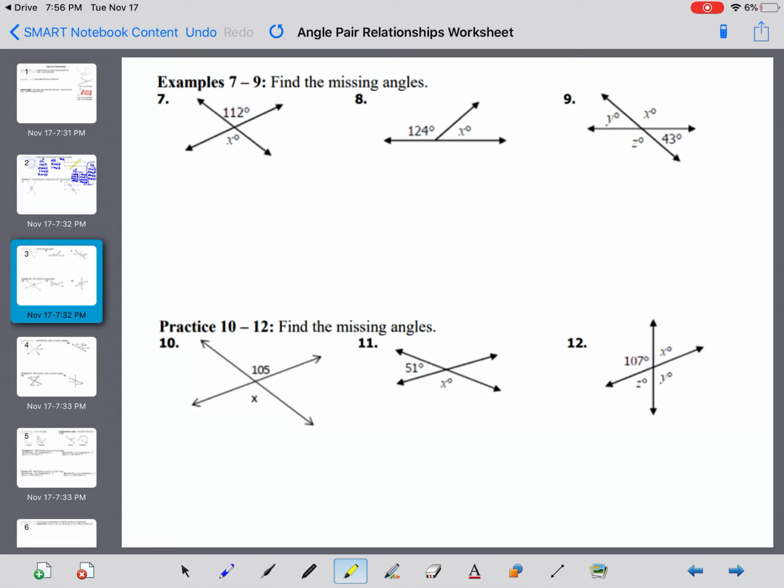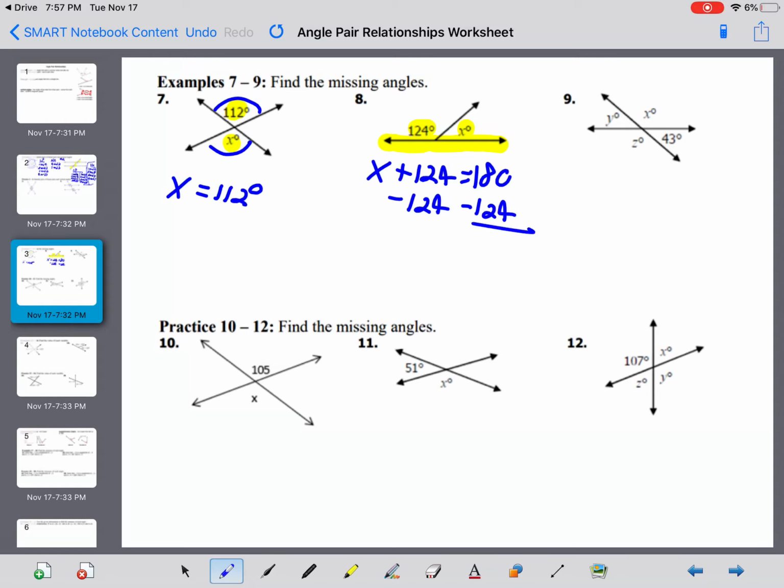All right, 7, 8, and 9. We're going to find the missing angles. If I see angle x and angle 112 degrees, I notice that these are vertical angles, which means they're congruent. So x equals 112 degrees. Here, we have x degrees and 124, and that's a linear pair, which means they equal 180. So x plus 124 equals 180. You need to subtract 124 on both sides, and we get x equals 56.